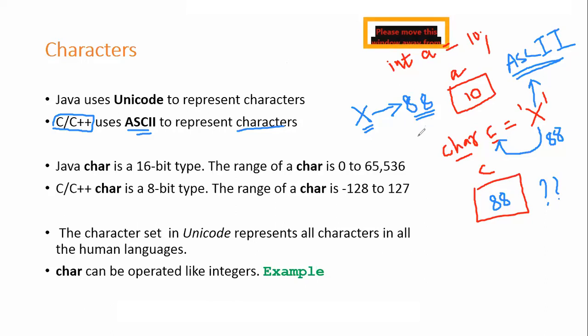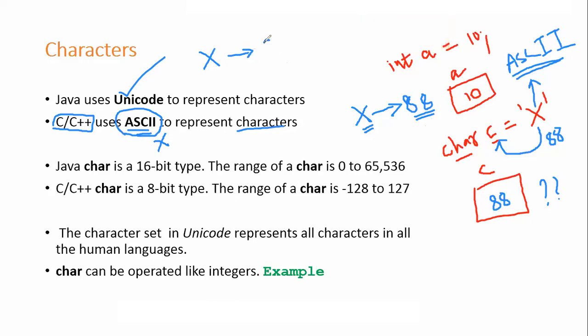But whereas in Java, this ASCII is replaced with Unicode. In Java, there is no concept of ASCII, but instead of ASCII, they have used Unicode. Unicode is similar, that is, every character, that is character x, will also have a corresponding Unicode value. Let us assume that the Unicode value for this character x is also 88.